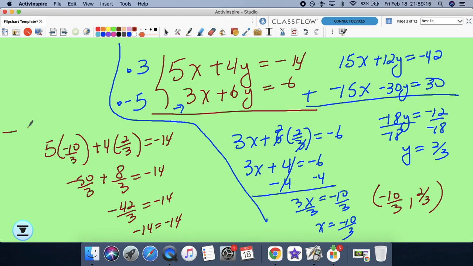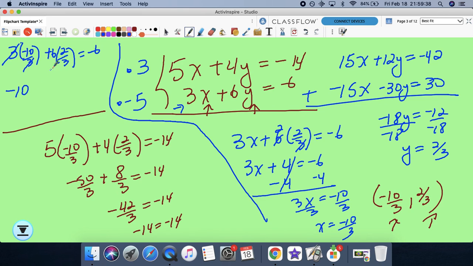Now equation 2, I'll do it here on the top. I'll replace this x value and this y value with these two values, right? Just to make sure it's okay. So I get 3 times negative 10 over 3 plus 6 times 2/3 equals 6. So here, when we multiply, you can simplify. This goes away. I'm left with negative 10. 3 and 6 simplifies to 2. 2 times 2 is 4. So I can write 4 equals negative 6. And that worked.